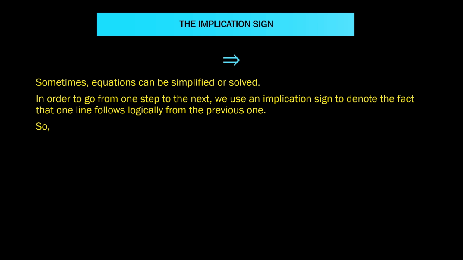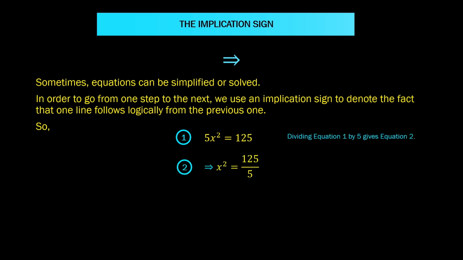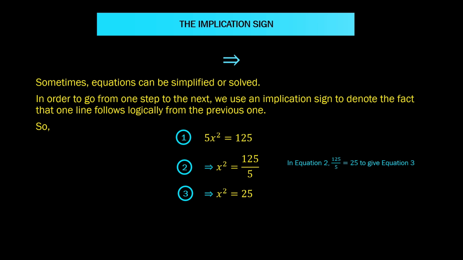So, for example, if we have 5x squared equals 125, labelled as equation 1, and we divide this equation by 5, we obtain equation 2. And of course we have the implication sign on the next line. And we have that x squared equals 125 divided by 5. This now implies that x squared equals 25, since of course 125 divided by 5 is 25.